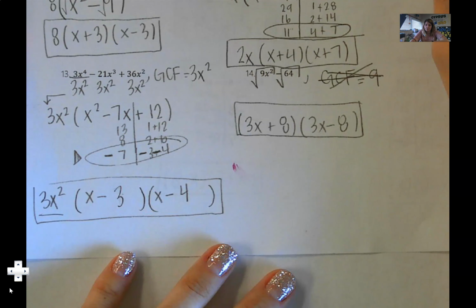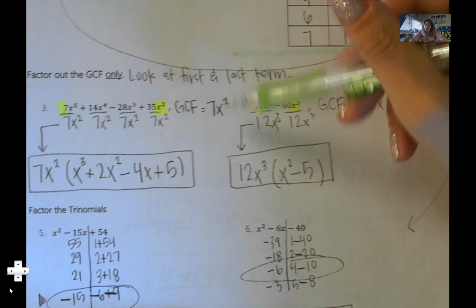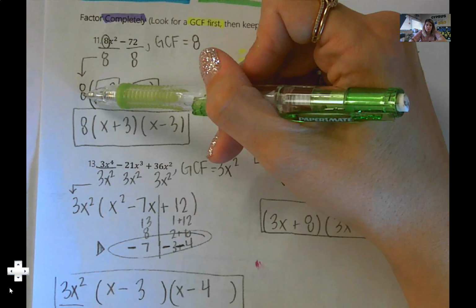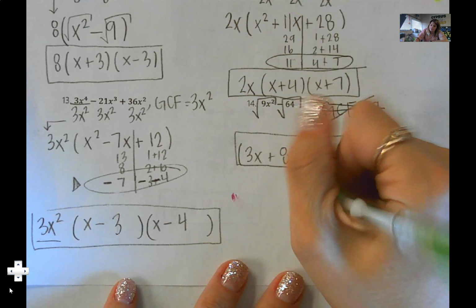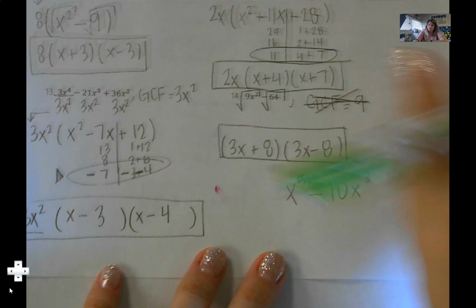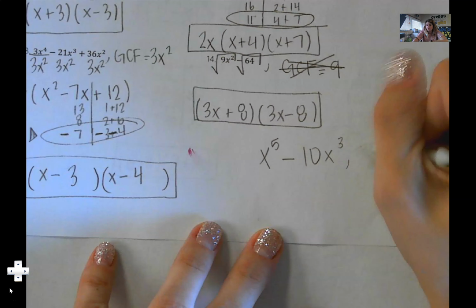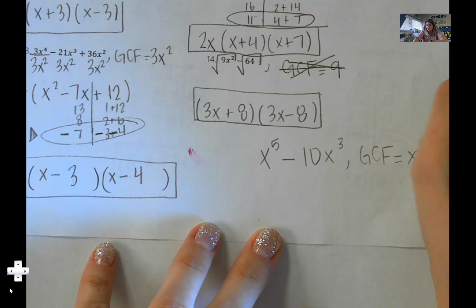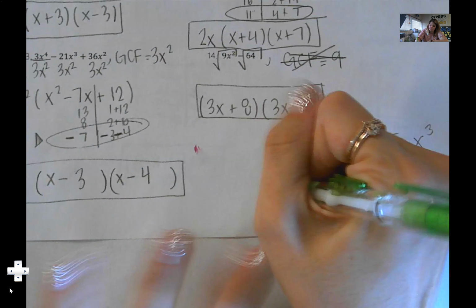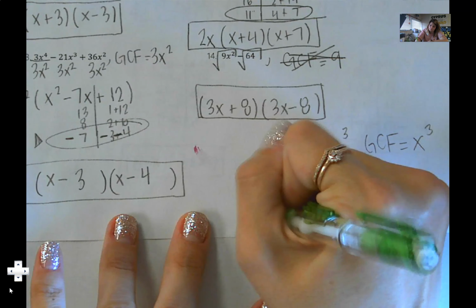But one last thing. I want to make sure that you are prepared for all kinds of GCFs. So notice, you could have a GCF that's a number and a letter. You can have a GCF that's just a number. Or you could have a GCF that is just a letter. So for this particular problem, your GCF would be x cubed. If you took an x cubed out of each term, that would leave you with x squared minus 10.